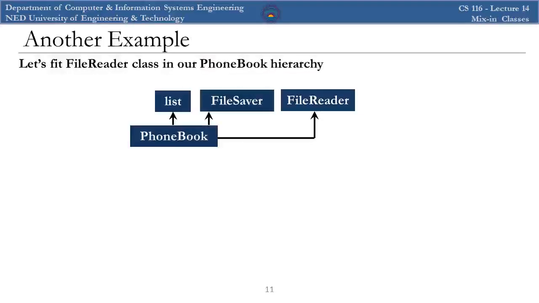Okay, now let's fit this class in our hierarchy. I'm actually placing it in scheme 1. So now phone book can inherit from all these three classes: list, file saver, and file reader. I'm not writing code here, but the code is there in that file that I'm providing you with this lecture, and you can go through that code. There is nothing difficult in there, and that's why I think I don't need to discuss it here.